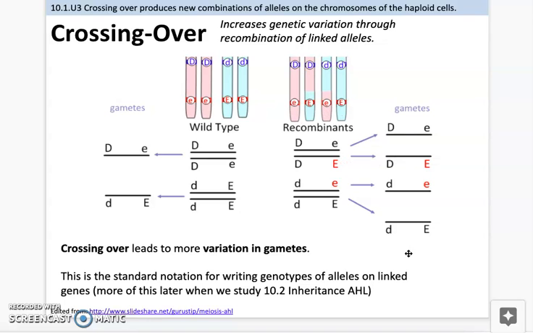Okay, and so then the gametes that end up being produced due to crossing over are quite different than if crossing over did not occur, as shown here on the left side. So you can see there are four different combinations of gametes produced on the right side here with the recombinant homologous chromosomes versus these ones which are not recombinant homologous chromosomes.